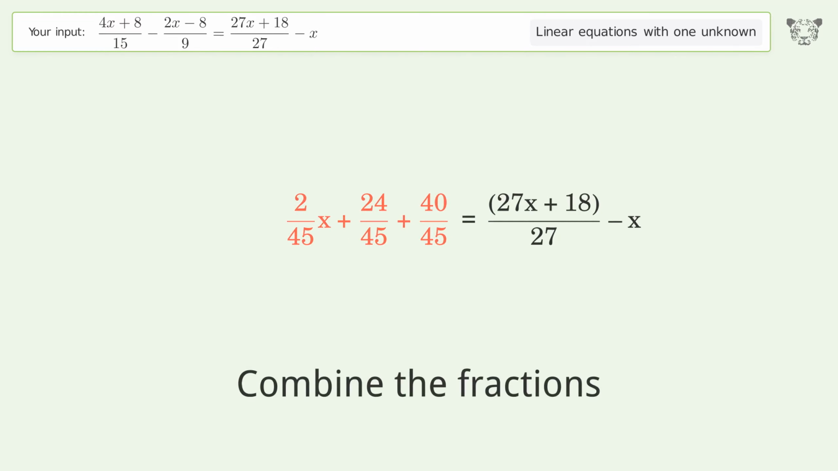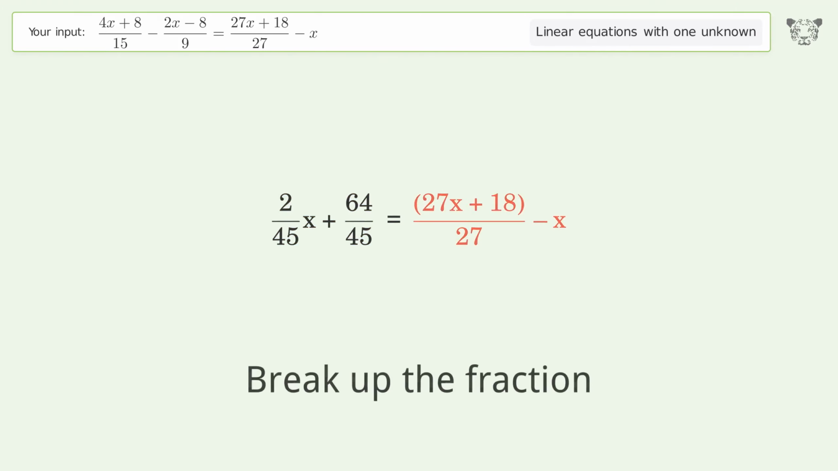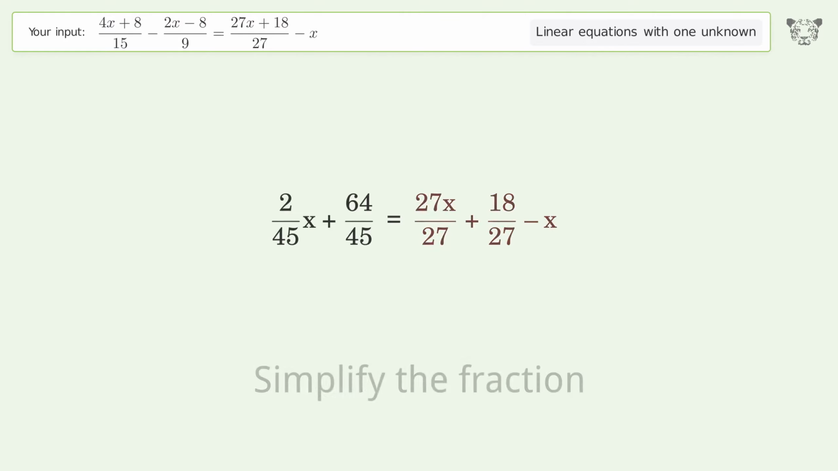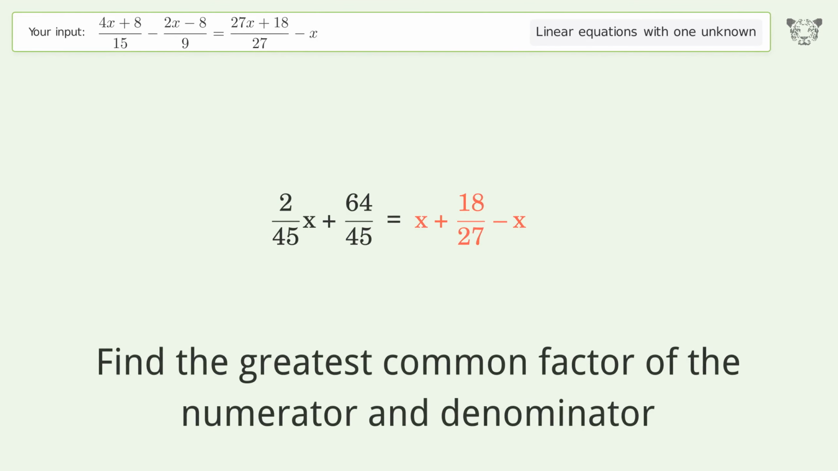Combine the fractions. Combine the numerators. Break up the fraction. Simplify the fraction. Find the greatest common factor of the numerator and denominator.